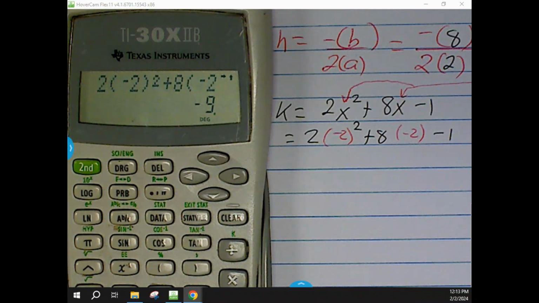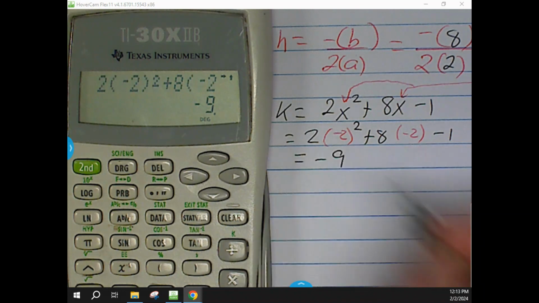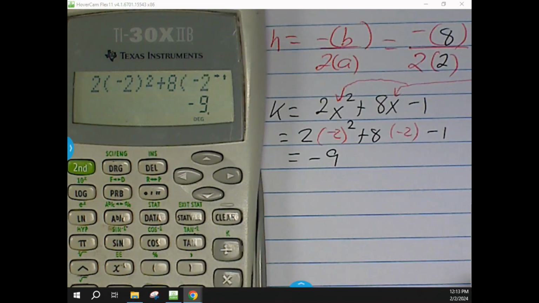There we go. So we got our answer, negative 9. That way you don't have to worry about working it out, slowing down on that one. Just let the calculator do the work for you. As long as you use parentheses, you cannot miss that answer unless you just punch something in wrong. That part I can't help you with. But if you use your parentheses, you can't miss that number.